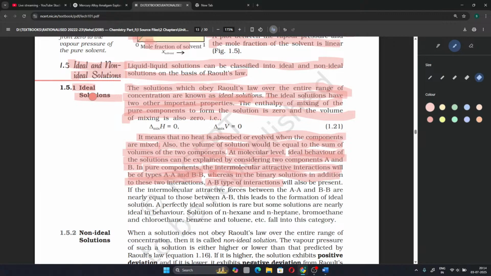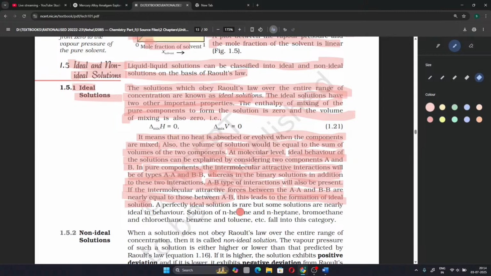But when we mix them, in addition, we see both AA and BB interactions as well, but we also see AB interactions. These interactions will also be present. If the intermolecular attractive forces between AA and BB are nearly equal to those of AB interactions, this leads to the formation of an ideal solution.